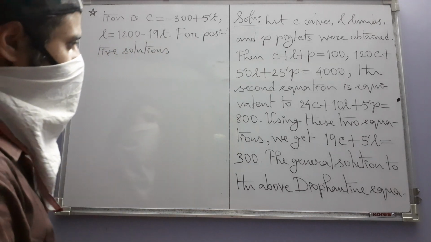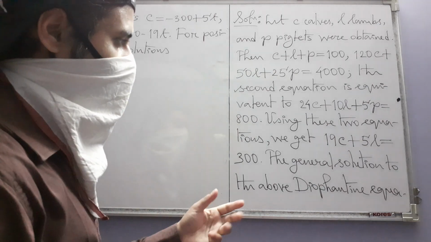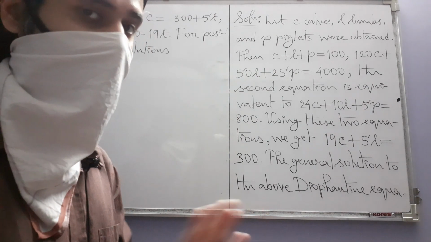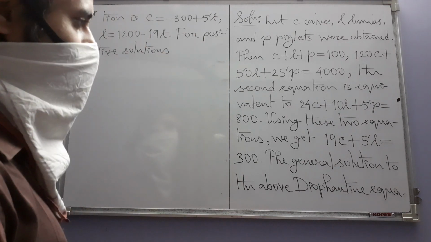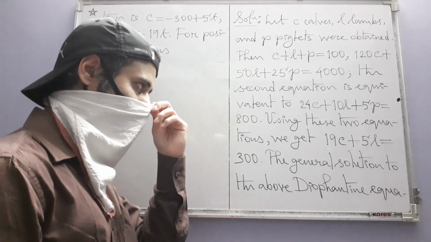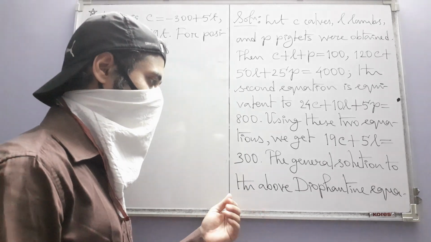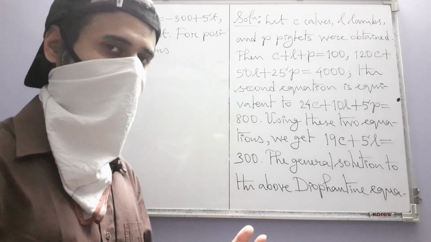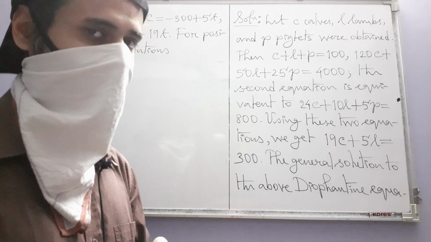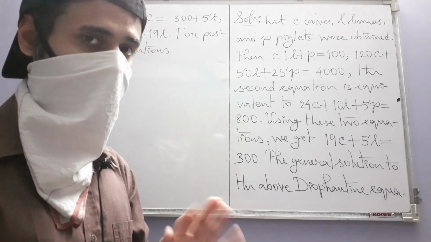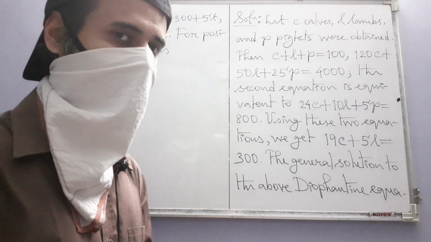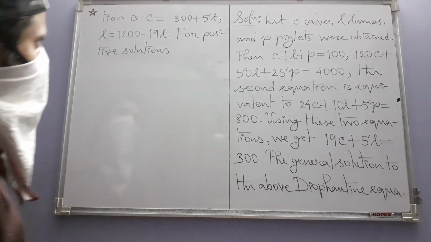solutions. Note carefully that we are not writing here non-negative solutions. That's not what we are writing. We are straight away writing positive solutions. Why? Because it is mentioned in the exercise that one animal of each type has actually been purchased. So none of the variables will have zero value. Each one of them will have some positive value.